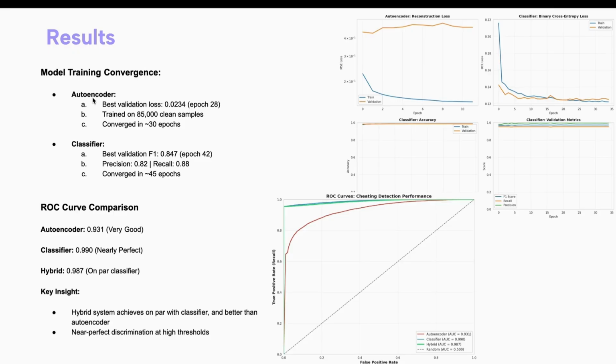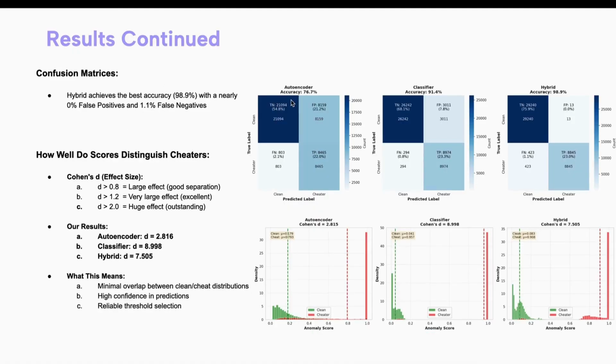Quickly reviewing the results, we can see that both the autoencoder and classifier converge successfully, and with the ROC, which is the ratio between true positives and false positives, both the classifier and hybrid perform nearly perfectly. Looking at the metrics, we can see that the hybrid model performs the best with an accuracy of 98.9%. Most importantly, the false positive rate is nearly 0. This is very important as we don't want to classify someone as cheating when they're not. Similarly, looking at the score distribution, we can see that there is minimal overlap between clean, fair play and cheating. So this means that the predictions are very confident from our model.